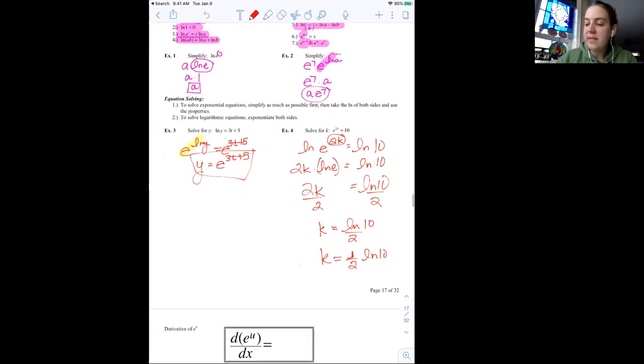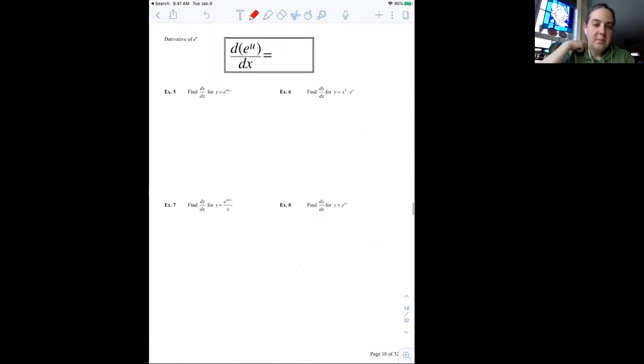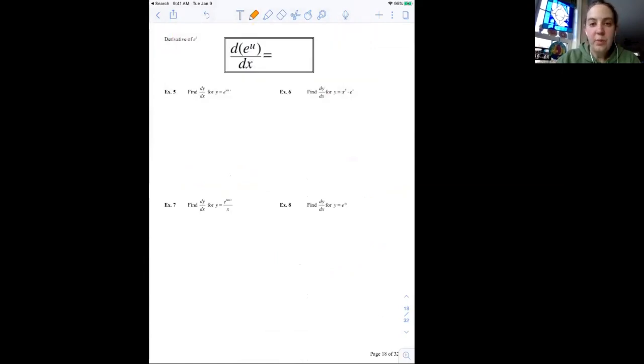Let's get into derivatives. So I'd posted earlier today a filled out, complete set of rules for your golden ticket. So if it's easier for you to print out the one I sent, that's fine. If you want to continue to fill out your golden ticket, that's fine too. It's totally up to you. We have a few more derivative rules.